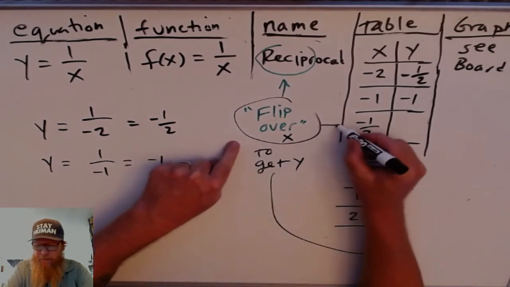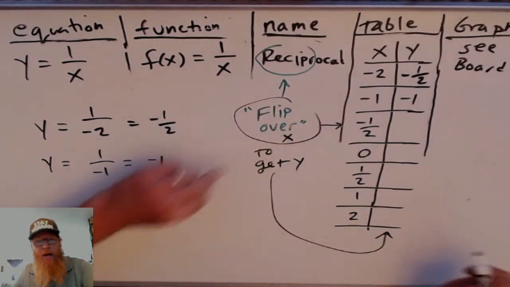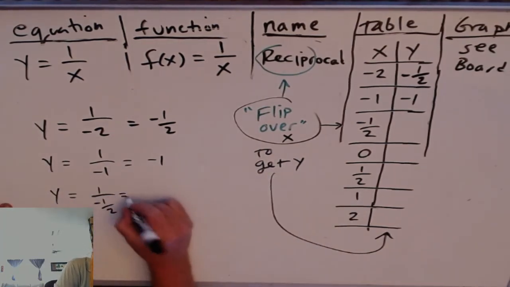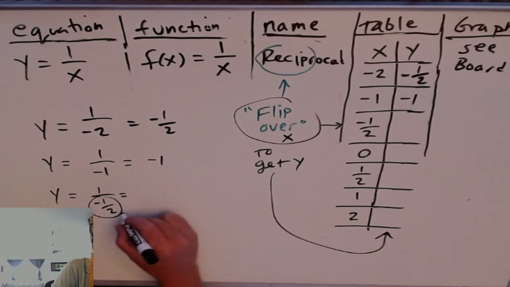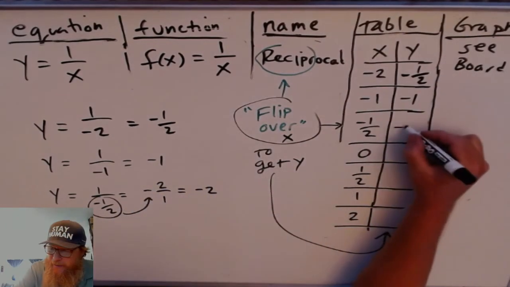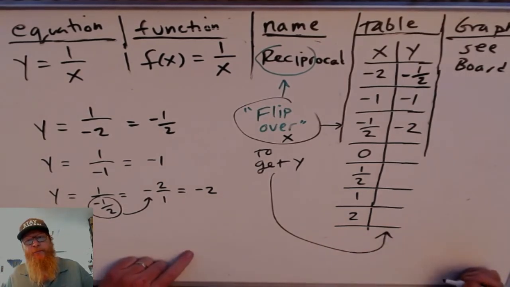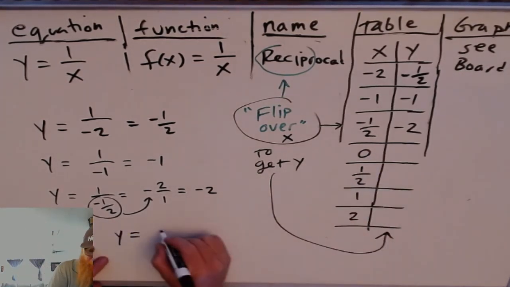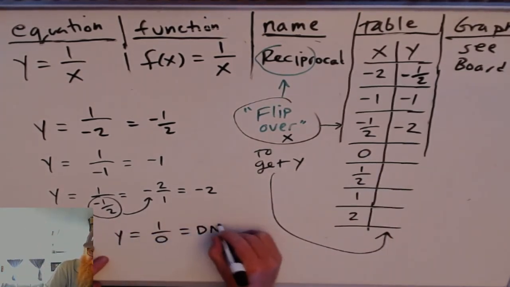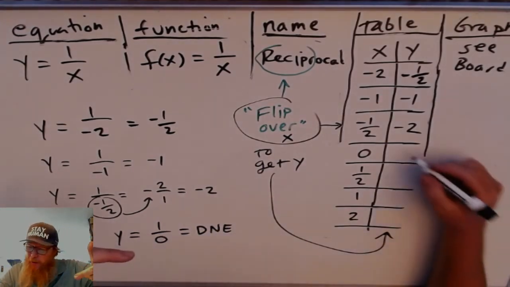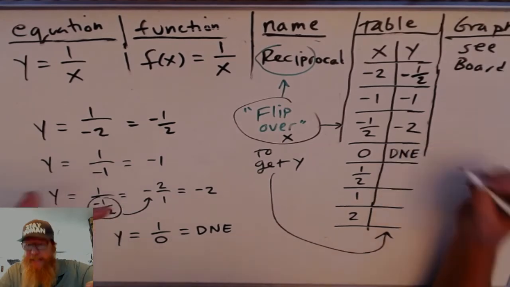Now here's where the flip over technique really works well. To get negative 1/2, when you flip it, you get negative 2 over 1, which is just negative 2. The next one's weird because you're plugging in 0. You cannot flip over 0. The reciprocal of 0 does not exist. That's a DNE.